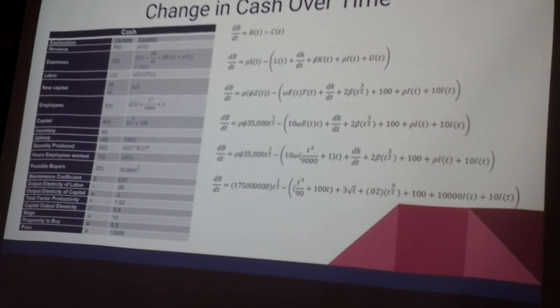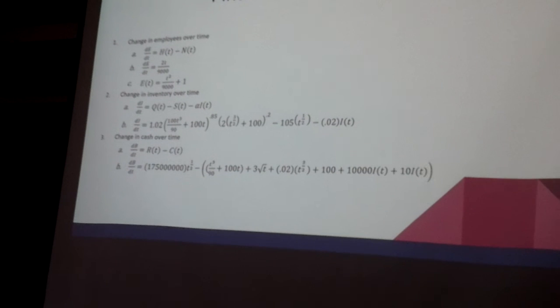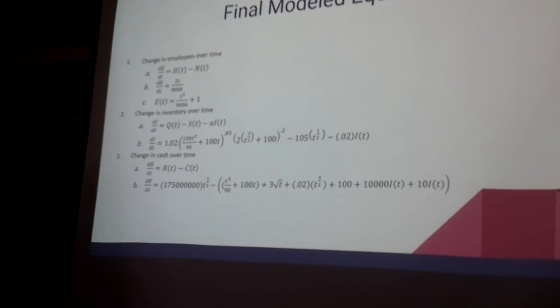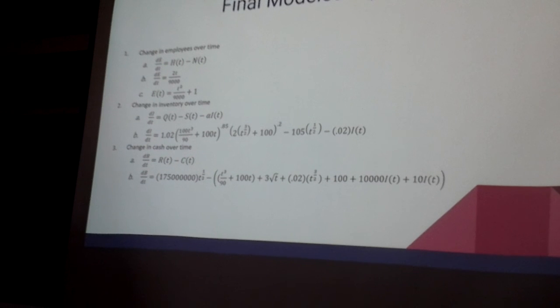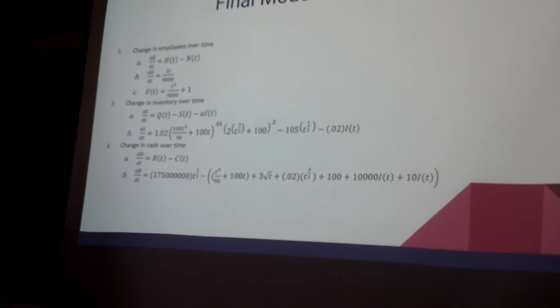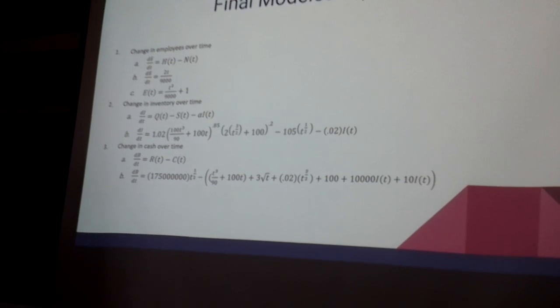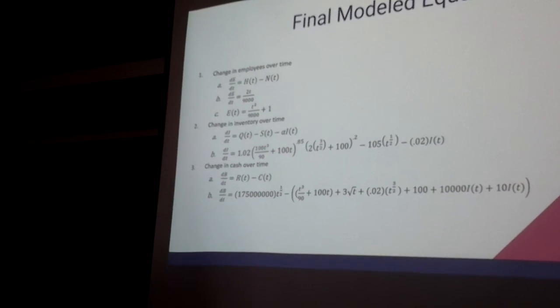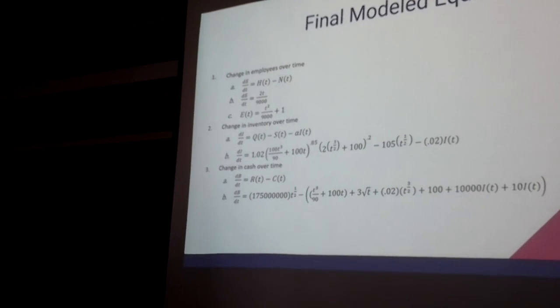I hope at least. And then here's our final model equations if you want to look at them. This is very simplified without the middle steps involved. We come to the same sorts of conclusions. Our change in inventory and our change in cash rely on each other and are both very unrealistic because of our constants. But there's a lot of money to be made selling dragons.